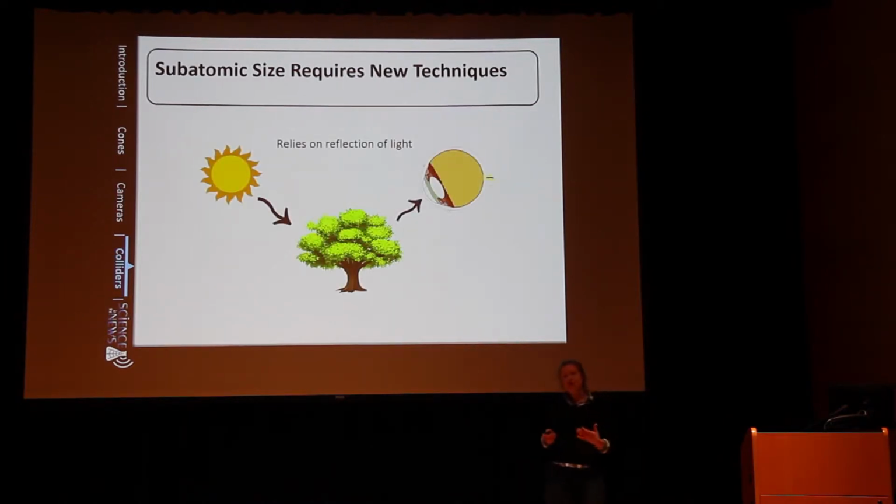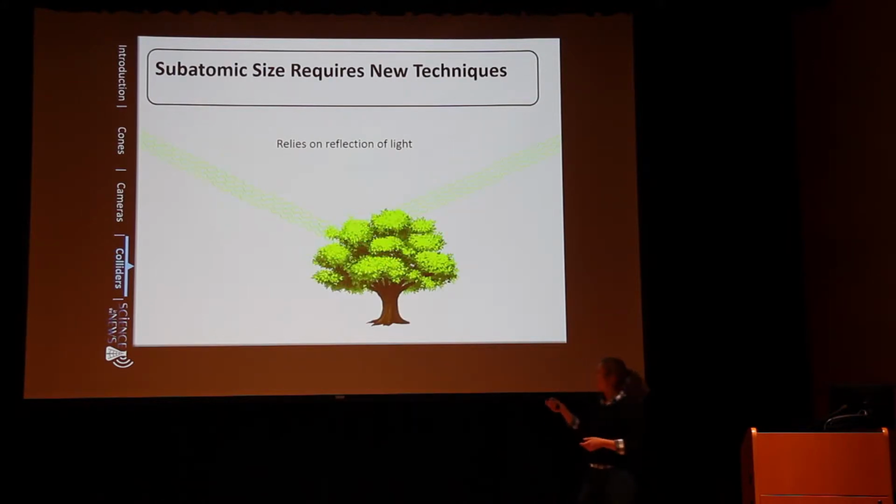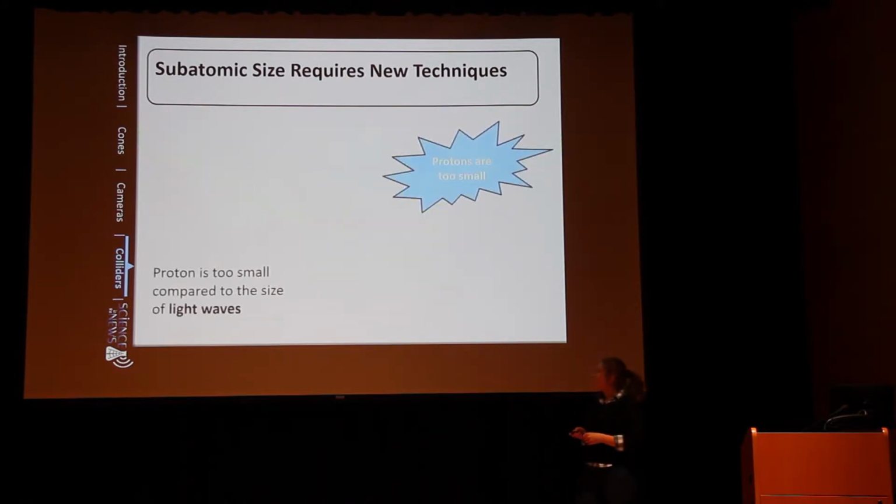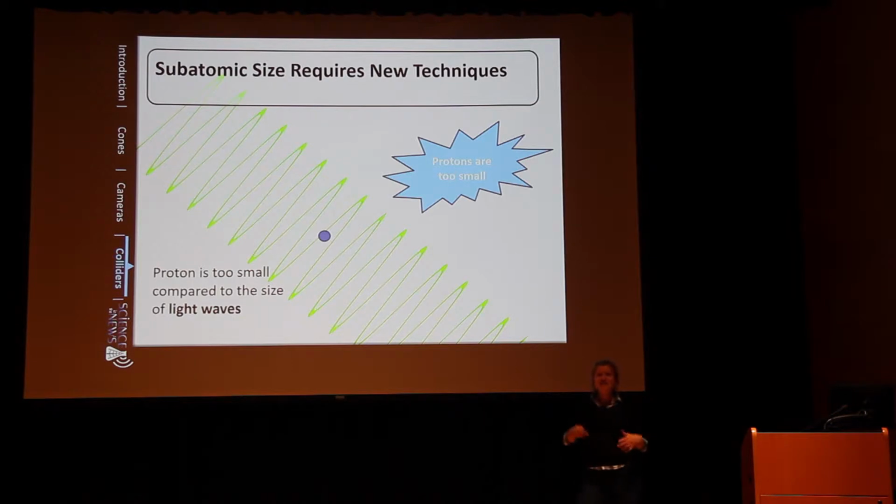And just like when we went to the small size of the cell, we need a new technology. Because so far, all the detectors we've talked about have relied on the reflection of light off an object and into our detector. So say we have some green photons, some green waves of light hitting our green tree and scattering off, maybe into our eye so we can see the tree. But the problem is that protons are so small that the wavelength of light is huge in comparison to them. So the light just passes right by like it's not even there.